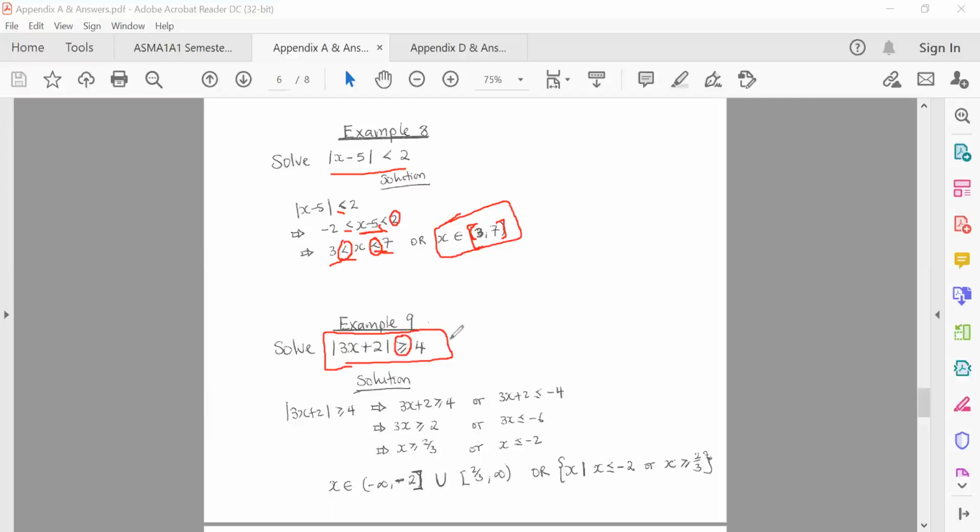So to solve this, you apply the third rule, which says that for absolute value greater than, you have two pieces. The first piece is that the expression has to be greater than or equal to 4. We say or the same expression needs to be less than or equal to minus 4. Very important: it has to be greater than 4, or it has to be less than minus 4. You solve these two sides separately. The or stands for union. That's why I have this expression here.